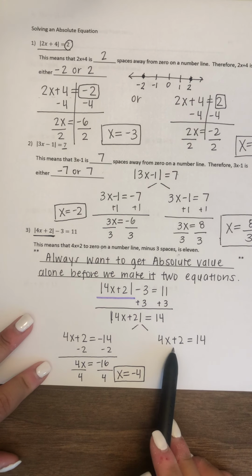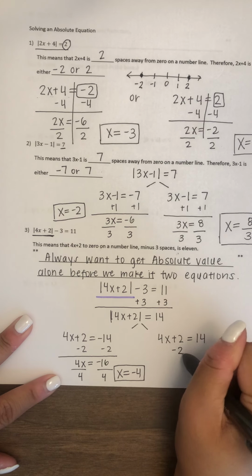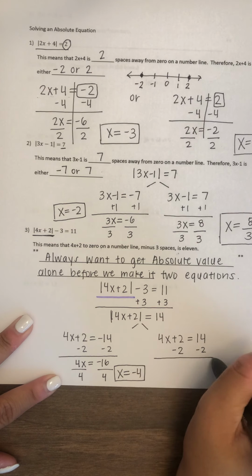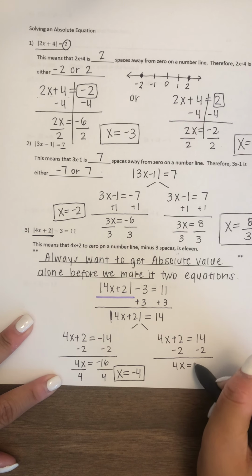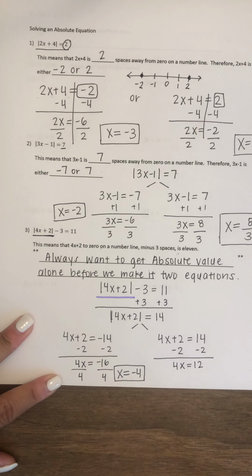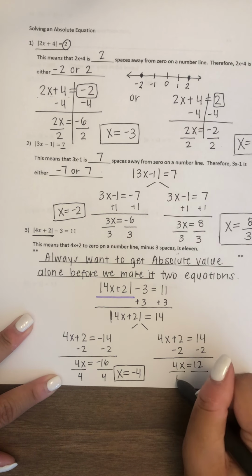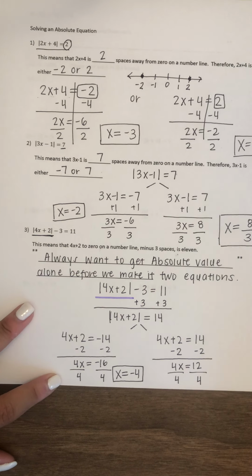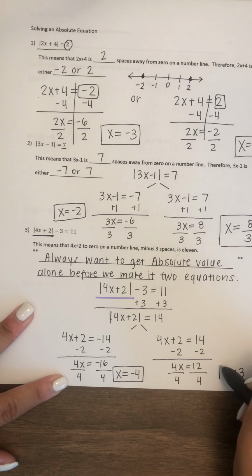I'm going to go ahead and do the same thing on this right side equation by subtracting 2 on both sides, leaving me with 4x equals 12. Again, this is multiplication when they're right next to each other, so I'm going to undo it using the inverse operation, which is division. And that's going to leave me with the solution that x could also be 3.